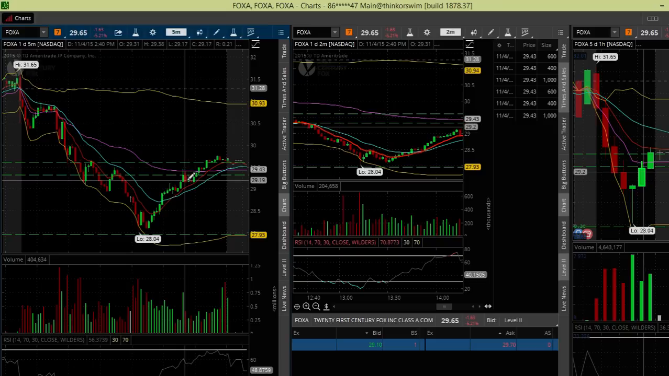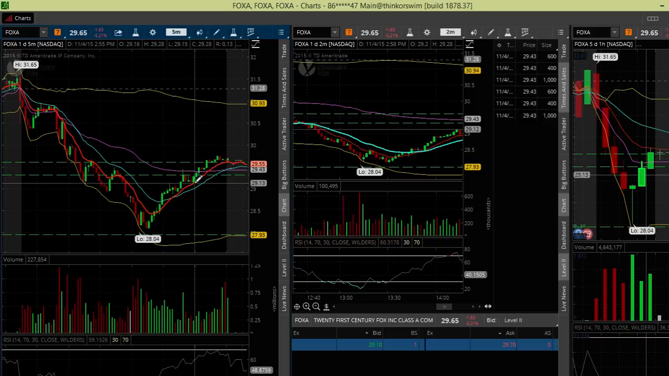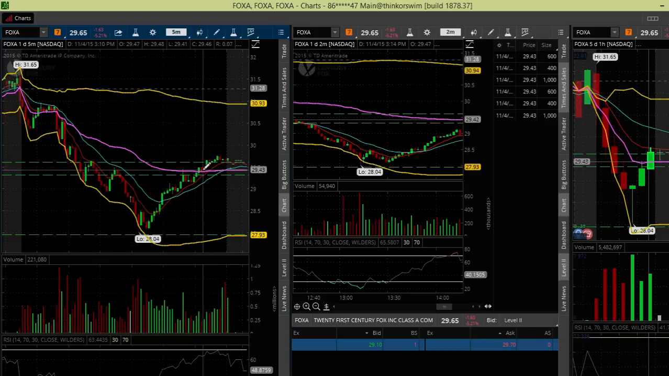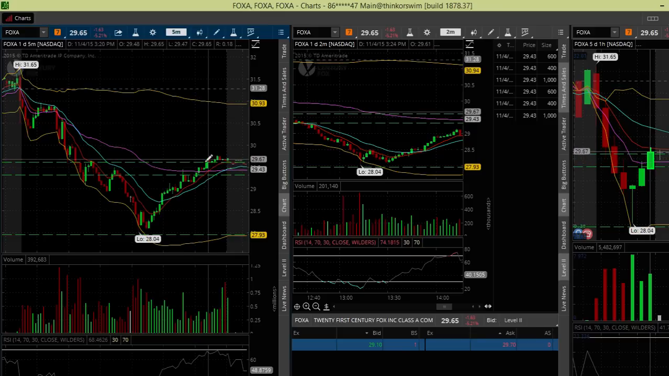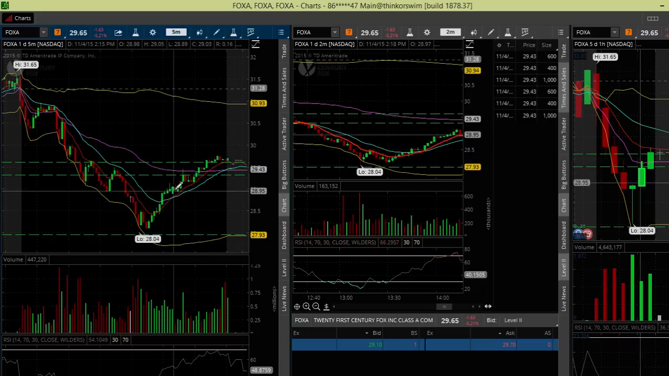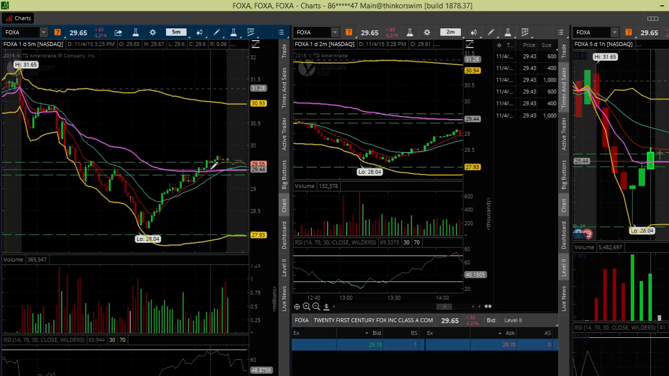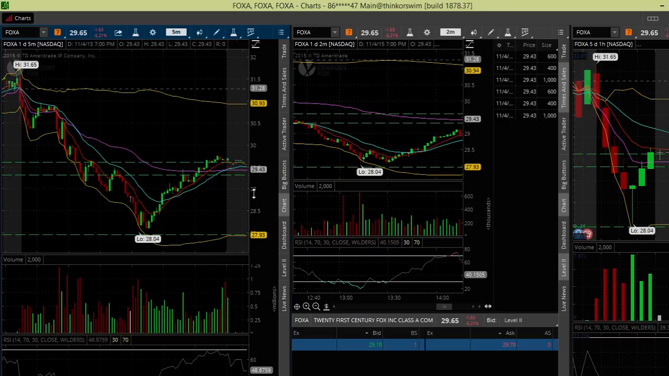And it consolidated here. Never broke the 9. Pushed up past VWAP, consolidated a little bit here, then popped up to this area right here, resistance. This was a nice trade. It gave you a little bumps, but no reason to stop out at all.